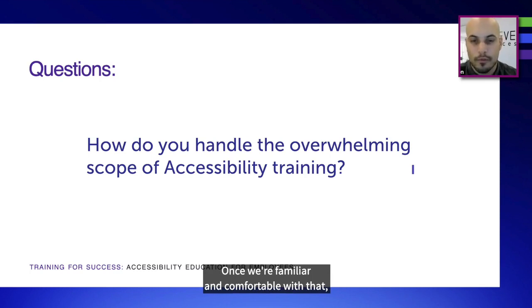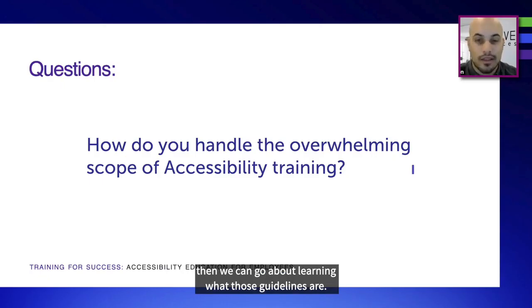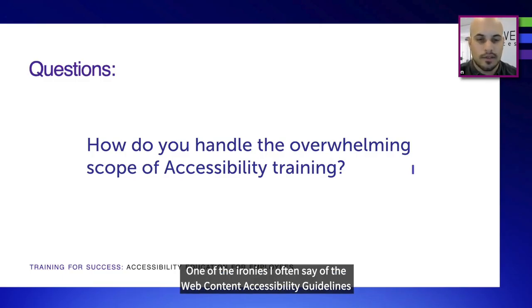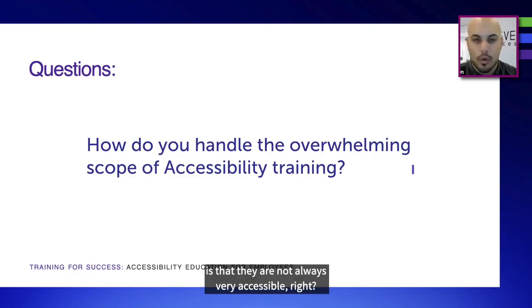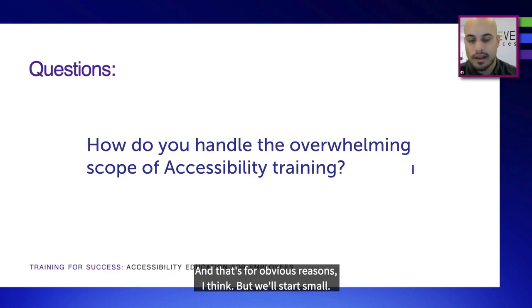Once we're familiar and comfortable with that, and comfortable with understanding how people with disabilities interact with the web using different assistive technologies, then we can go about learning what those guidelines are. There's a lot of resources that help to make those guidelines more understandable. One of the ironies I often say of the web content accessibility guidelines is that they are not always very accessible, right? They tend to be very technical, very compliance driven, almost legalistic, and that's for obvious reasons, I think.